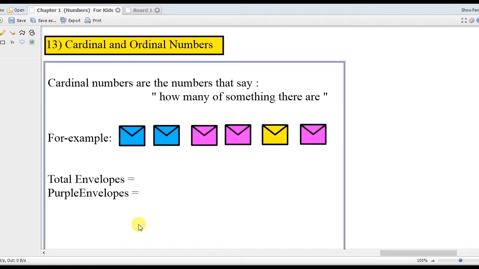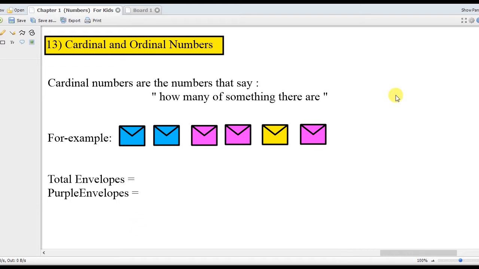So here is concept number 13, which is cardinal and ordinal numbers. Cardinal numbers are the numbers that say how many of something there are. Now, what does it mean? I will explain it to you through an example.